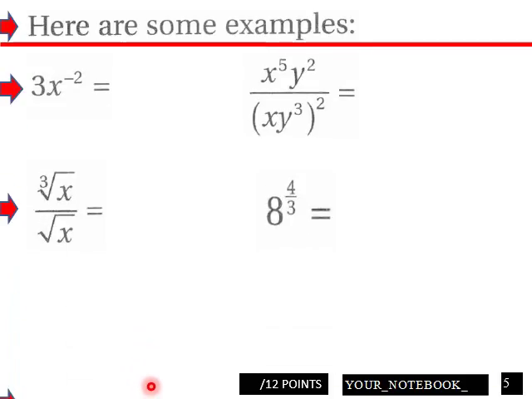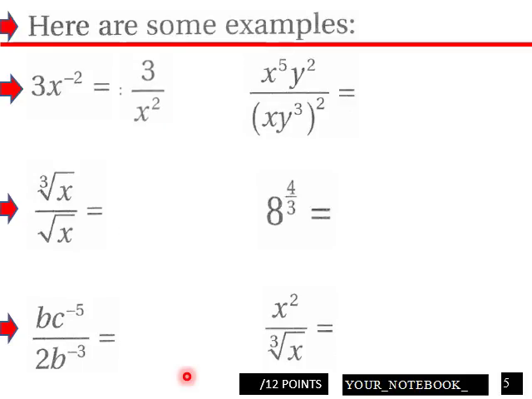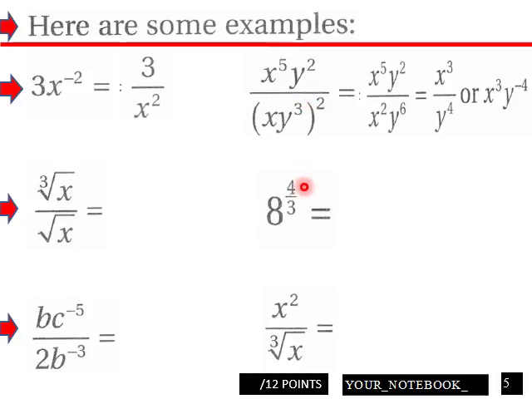Here are other examples of exponents. So 3x to the negative 2, this would reciprocate here. The x to the negative 2 power would reciprocate. And then here you have power of a power going on here and up here. And then you could put it in this form using negative exponents up here. This cancels up here, this becomes x to the 3rd, and then this cancels with that, becomes y to the 4th, or x cubed y to the negative 4.